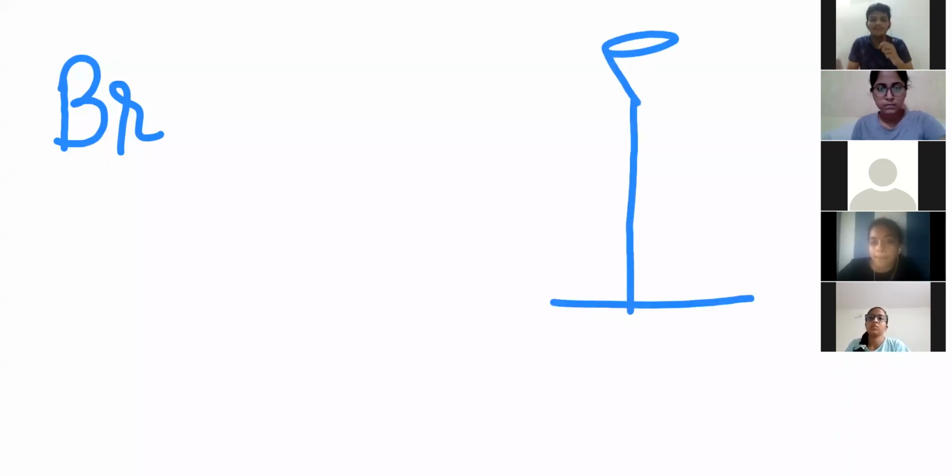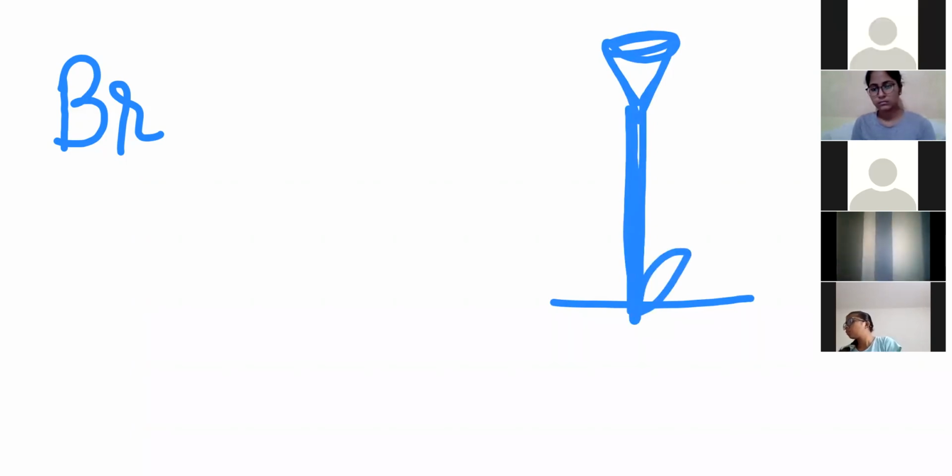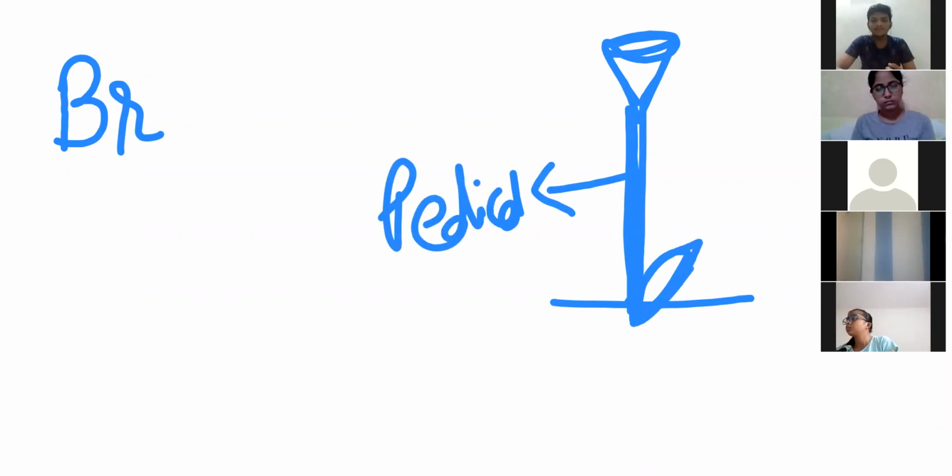Ma'am, at the angle of the flower... Simple. This is the flower, right? So at the base of the pedicel, a single reduced leaf is present that we call bract. This is the stalk of the flower, we call it pedicel. So at the base of the pedicel, the single reduced leaf is present that we call bract.